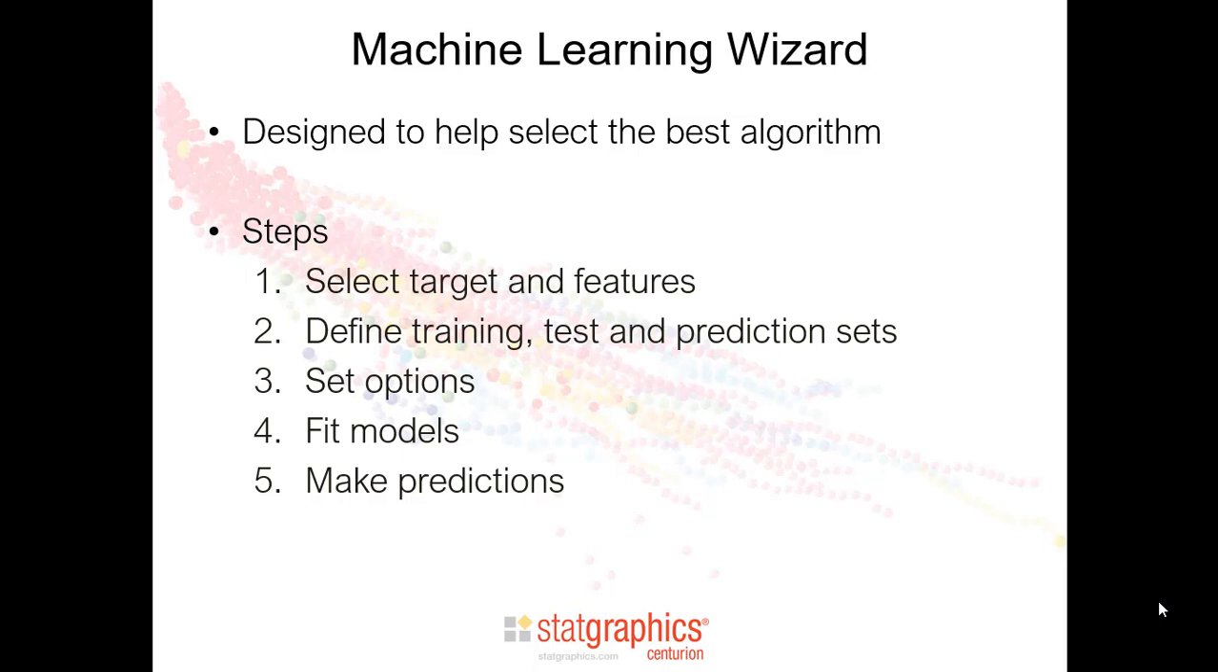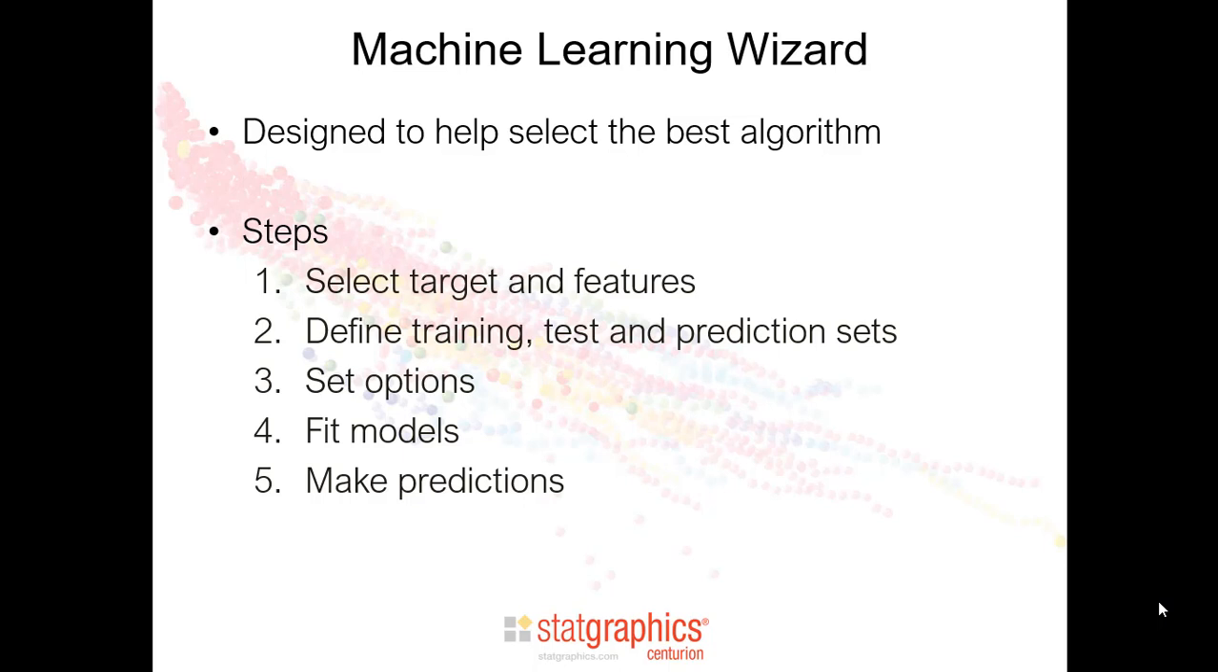I now want to take a couple minutes to describe the machine learning wizard. The wizard is designed to help you select the best algorithm. It's a 5-step process. In the first step, you select the target variable and the features. In the second step, you define the training, test, and prediction sets. The third sets options used by all the machine learning algorithms. The fourth fits one or more machine learning models to the data. And finally, step 5 makes predictions.